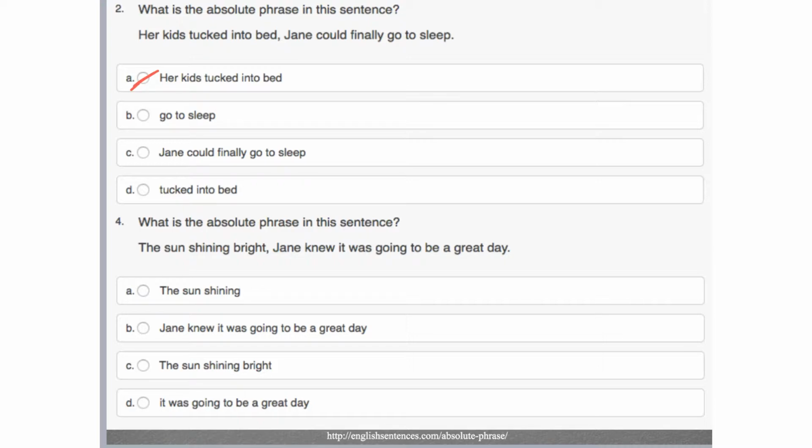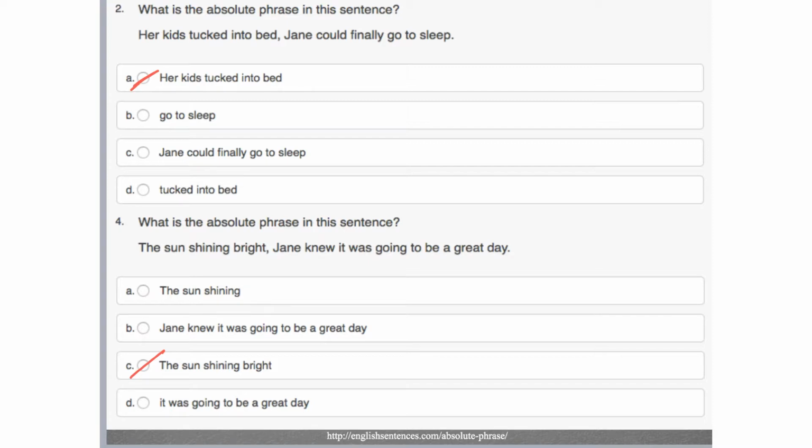All right, the sun shining. Oh, actually, sorry about that. I thought they'd cut a word off, but C is the full nominative absolute. The sun shining bright, Jane knew it was going to be a great day. Again, Jane knew it was going to be a great day functions fine on its own. There's your sentence. The sun shining bright is add-on information.